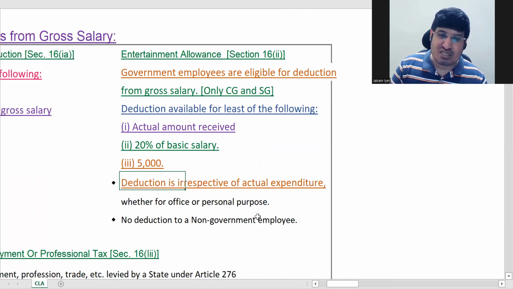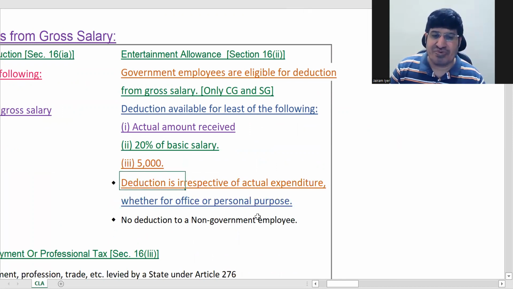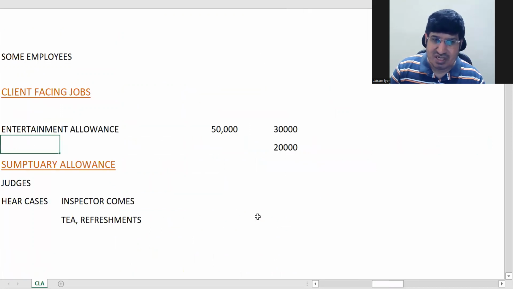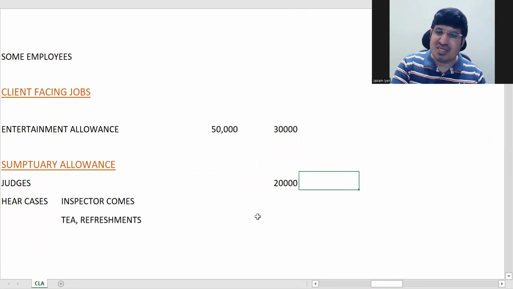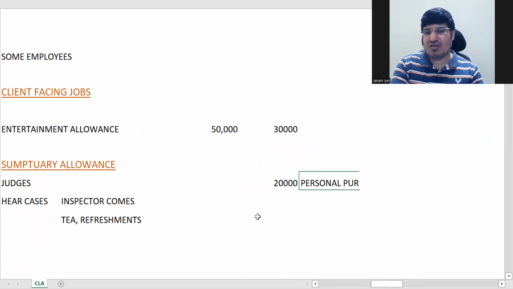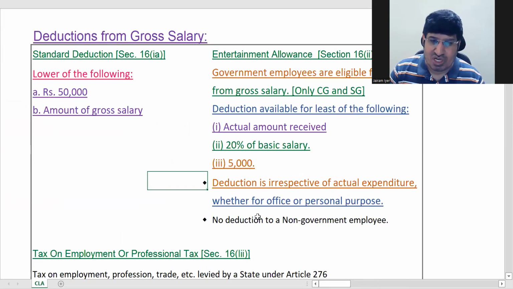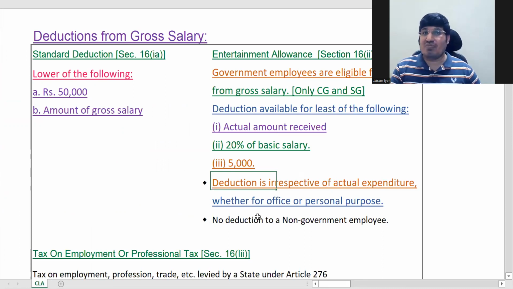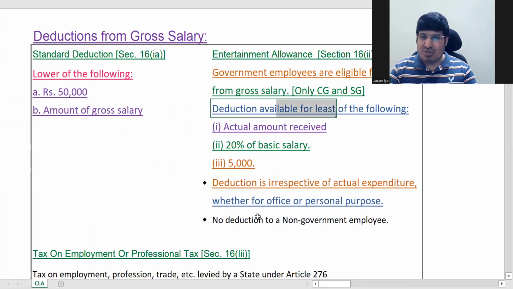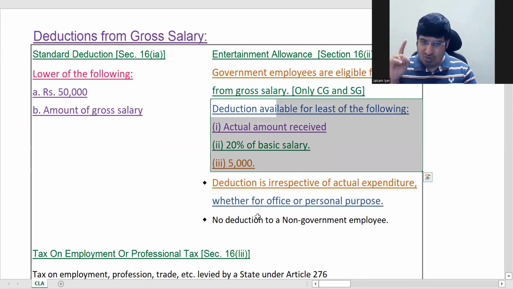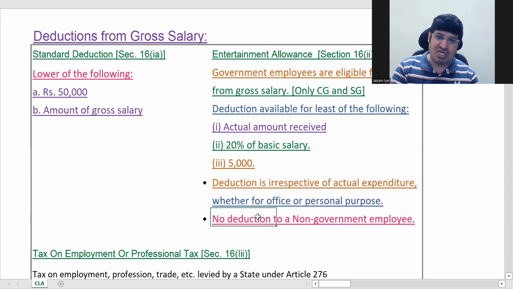Deduction is in respect of actual expenditure, whether for office or personal purpose. Now, how come personal purpose is here? When I explained this 50,000, 30,000 he has spent, that means this 20,000, in other words, he has used for personal purpose, correct? Whatever he does, whether he entertains himself or whatever, it's personal purpose, right? That's what they are talking about. So how much he has used for personal purpose is immaterial, ठीक है? वो देखना ही नहीं है हमको कितना खुद के लिए यूज किया है वगैरह. आपको बस डिडक्शन के लिए ये तीन ही फॉलो करना है, okay? You have to follow only this for deduction. How much he has spent on client, how much he has used for himself, we have nothing to do with it, okay? And last but not the least, no deduction for a non-government employee.